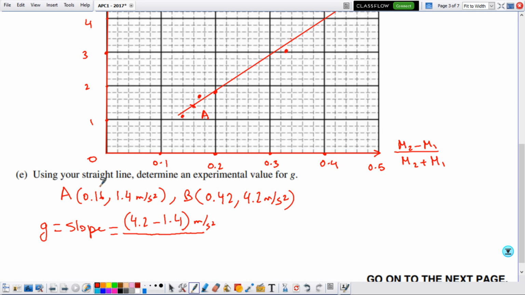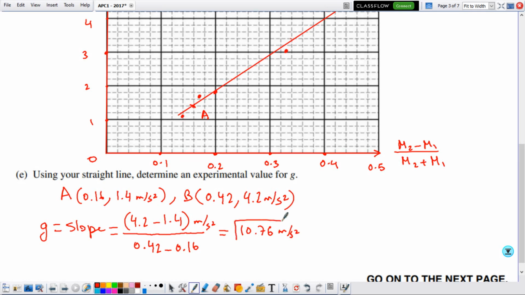So that would be 0.42 minus 0.16, and plugging this fraction on the calculator, we would have a value of 10.76 meter per second square.